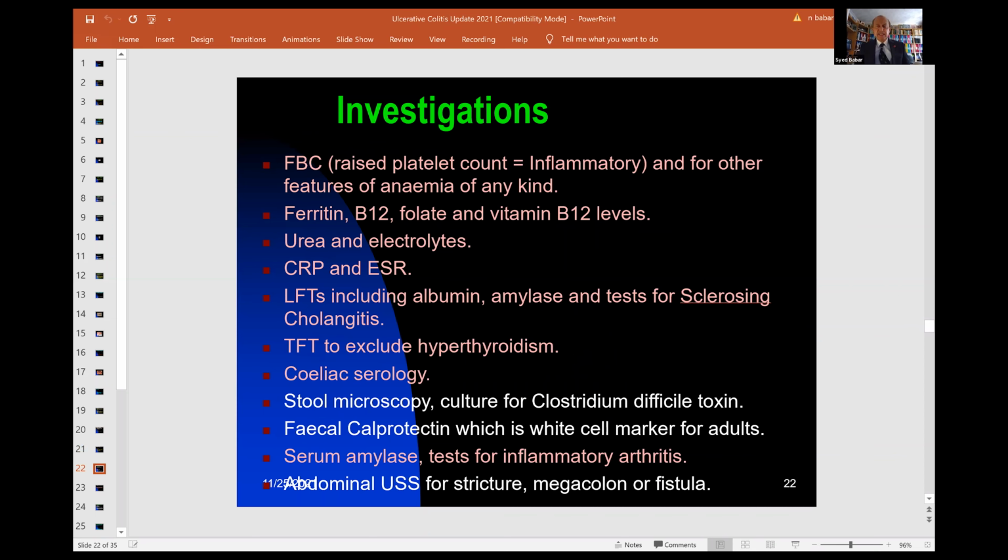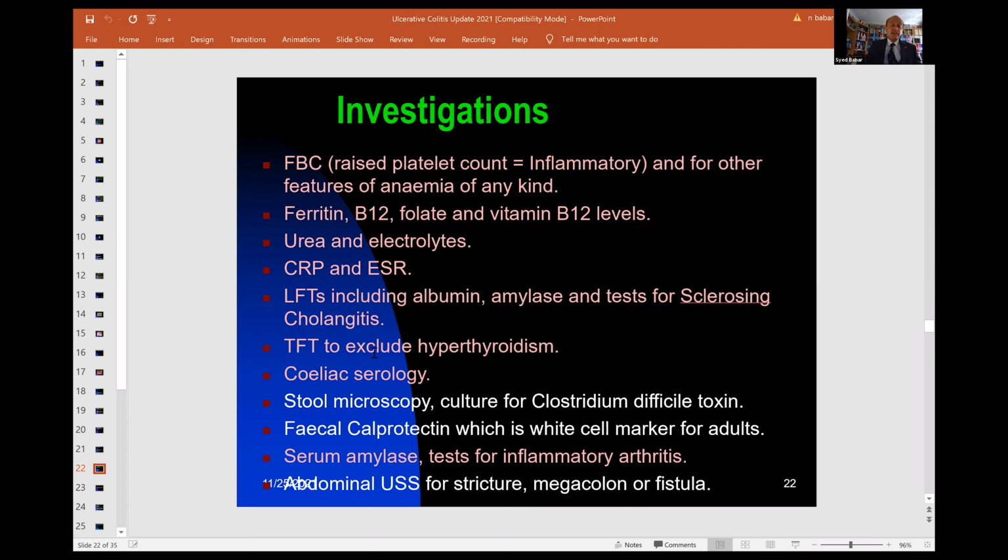So how does one investigate it in the NHS? Initially, full blood count should be done, and remembering that raised platelets are also inflammatory response, and features of anemia noted. Ferritin for iron, B12, folate, vitamin B12 levels, urea and electrolytes, C-reactive protein and erythrocyte sedimentation rate, LFTs measuring albumin, globulin, abnormal proteins, amylase, and tests for sclerosing cholangitis, which is mainly ultrasound scan of the liver and the biliary tree.